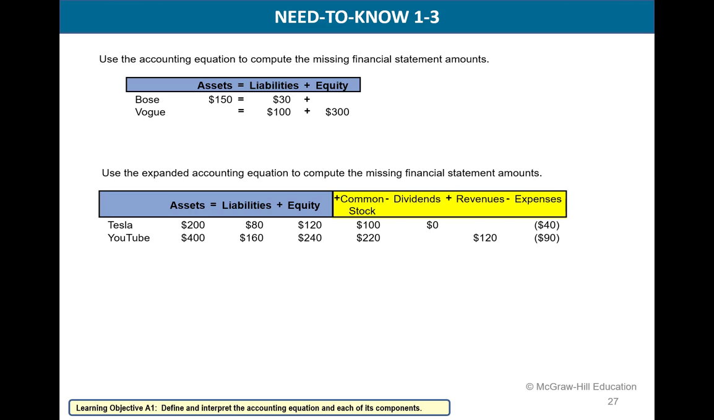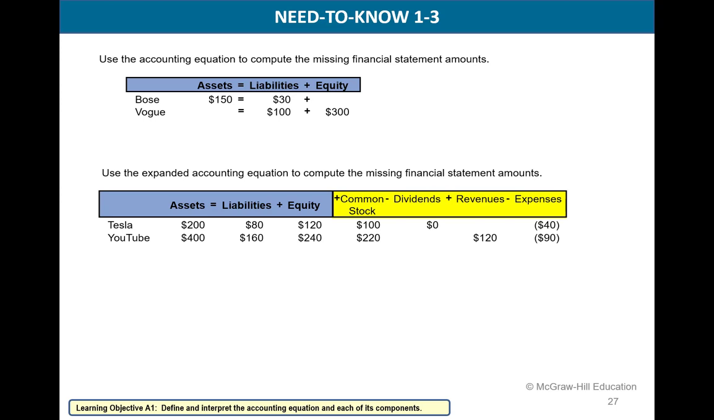Use the expanded accounting equation to compute the missing financial statement amounts. Now, I want you to look at the expanded accounting equation. And I didn't bring this up on the first slide. I'm sorry about that. Inside the equity, what I call the umbrella, I have my common stock. This is money that's invested into the company, or money I may put into my company in exchange for a piece of the company, the stock. Dividends are part of the net income that I pay to the owners. I don't have to, but I can. Revenues are the money that comes in for the services or product I sell, and expenses are the money I have to pay in order to do business. What do I have to pay to keep my doors open? I have to pay the mortgage, I have to pay insurance, I have to pay perhaps staff salaries and things of that nature.